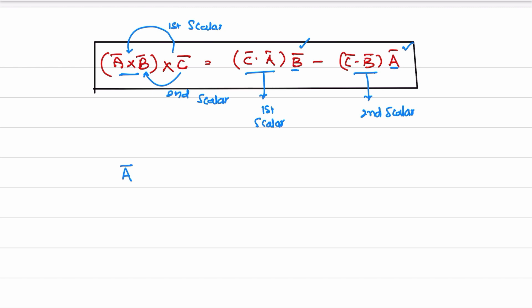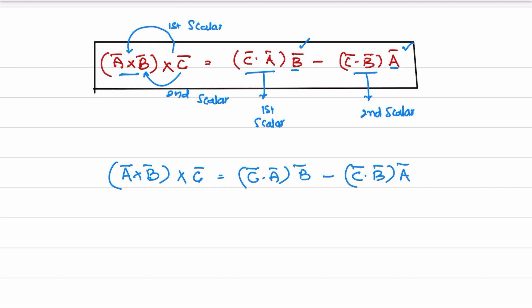A cross B cross C is equal to the first scalar quantity, C dot A, which should be multiplied by the remaining vector, minus the second scalar quantity, C dot B, which should be multiplied by the remaining vector. This is the answer.